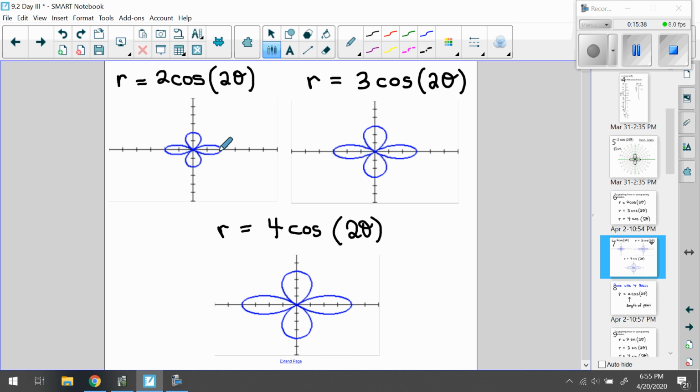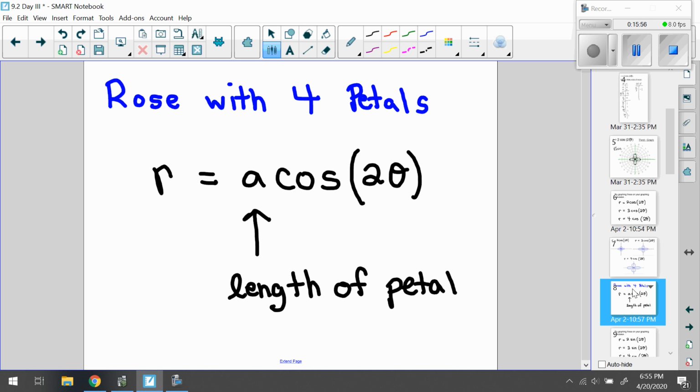And so if we go back to that first one, you'll notice we went out 2 units from the pole. And then when this was 3, it went out 3 units. And when it was a 4, it went out 4 units. And so what it appears is happening is that that coefficient out front is changing the length of the petal. So, sorry, that's what I'm trying to show here on this slide, is if we have an equation of this form, r equals some number times cosine 2 theta, that should be a rose with 4 petals, and that front coefficient will be the length of the petal.